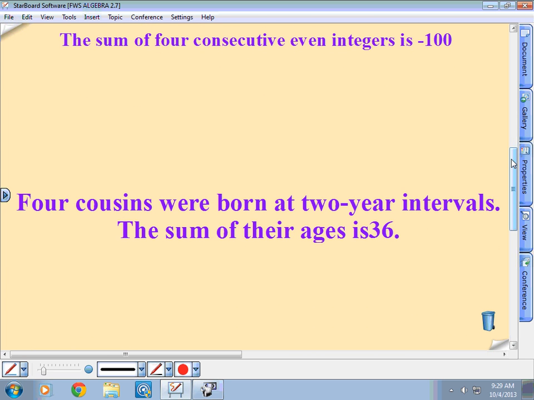Answer the next one. The sum of 4 consecutive even integers is negative 100. So, blank, 4 blanks. 1, 2, 3, 4. Equals negative 100. And what is going to go in between my blanks? Adding. Good. What am I going to add? 4 consecutive even integers. n.